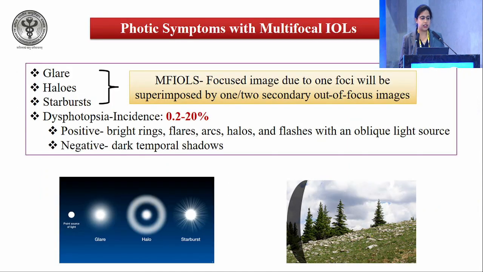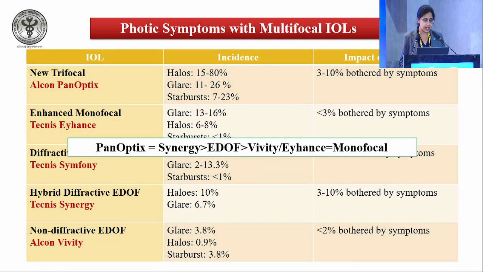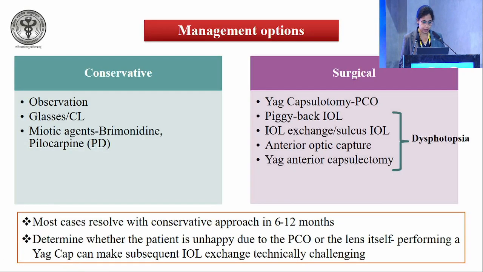Then coming to the third cause of unhappy patients: dysphotopsia, glare, halos, and starburst. The incidence ranges from 0.2 to 20%. With the newer IOLs, it's much less. However, trifocals still have glare and halos, less with continuous range of vision IOLs, and of course monofocals fare best with these symptoms. Inherent IOL design, decentered IOL, large angle alpha, PCO, and lens edge effect may all contribute to dysphotopsia.